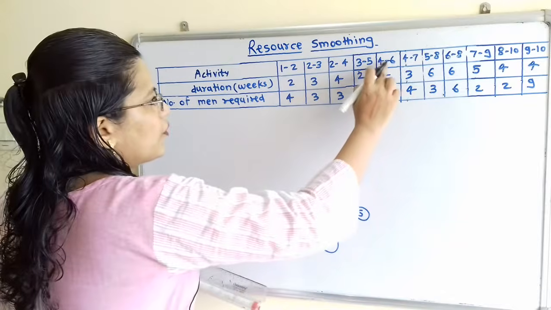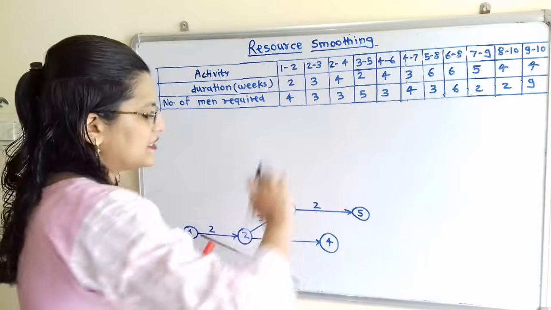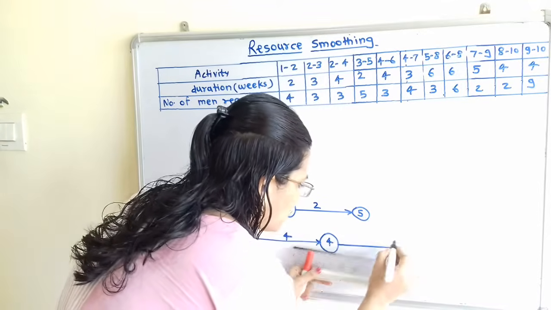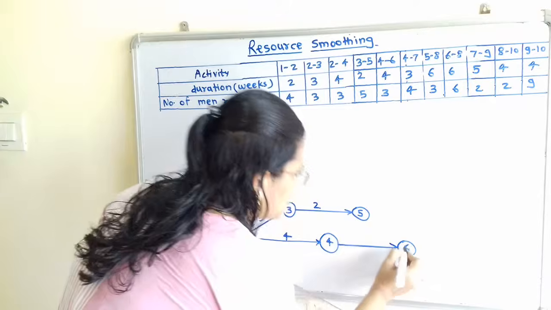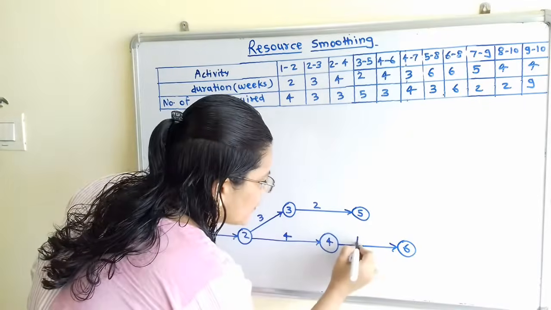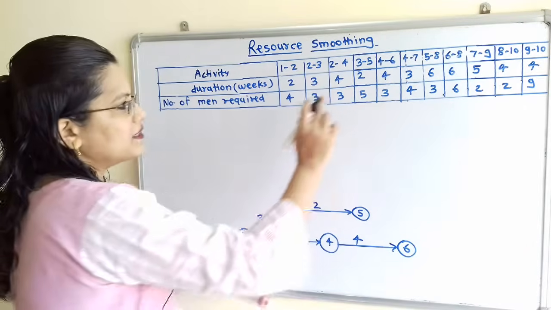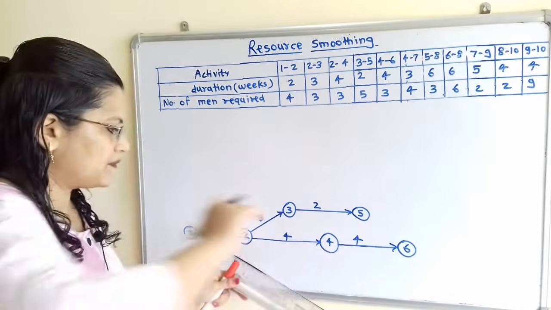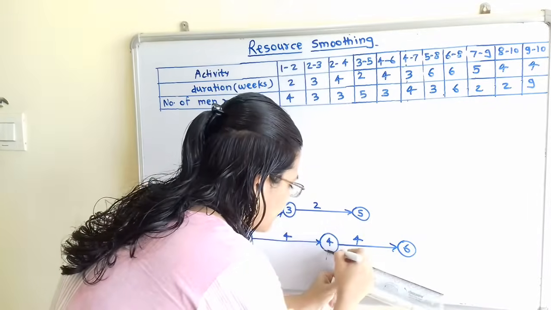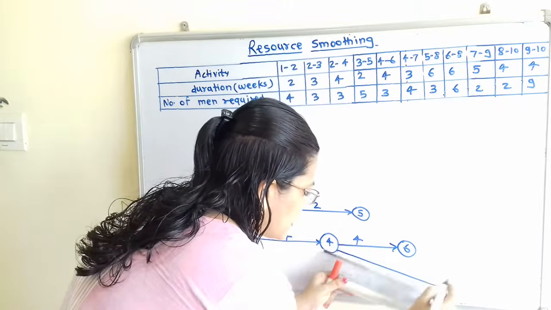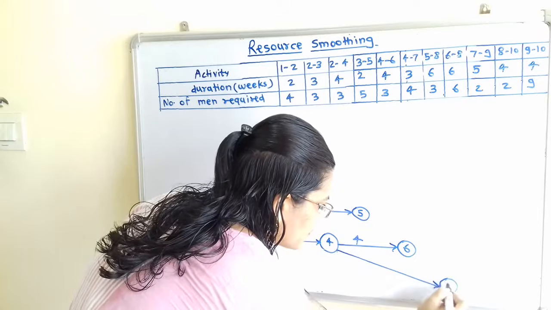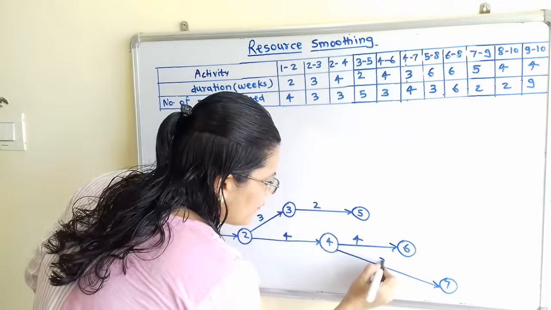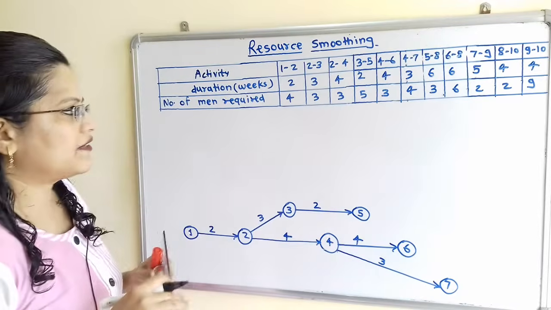Then from 4 there is 6, that is 4 to 6 activity. So we have to show here this activity with the help of an arrow, and here is number 6, and for this 4 to 6, 4 weeks are required to complete this activity. Now from 4 there is another activity 4 to 7. So we have to show here with the help of a straight arrow. So we will mention here number 7. For this, 3 weeks are required to complete this activity.